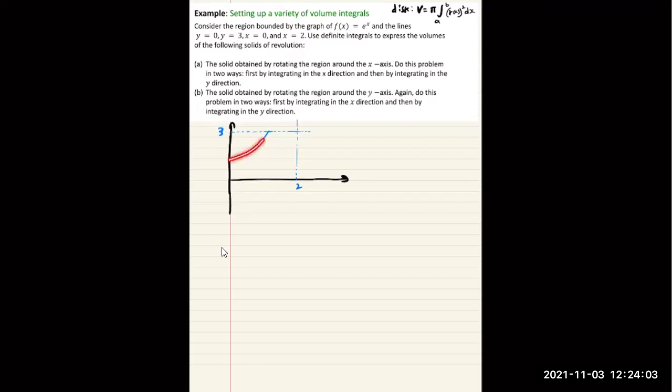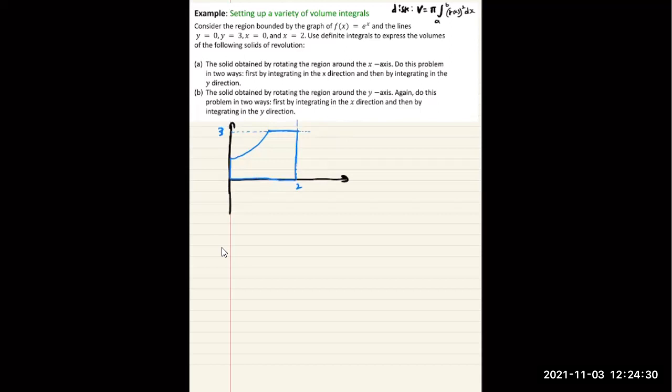This is the graph of f of x is equal to e to the power x. This is the graph of y is equal to 3. And this is the graph of x is equal to 2. This is the x-axis and this is the y-axis. The region that they are talking about is this region in between those lines. Okay, so we identified the region. Let me maybe color that region. This is the region that we are interested in.